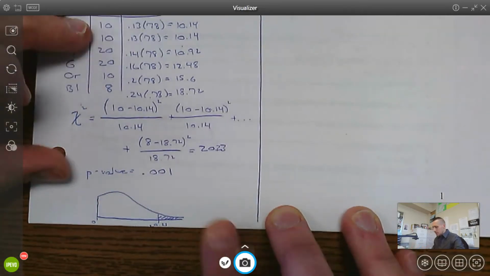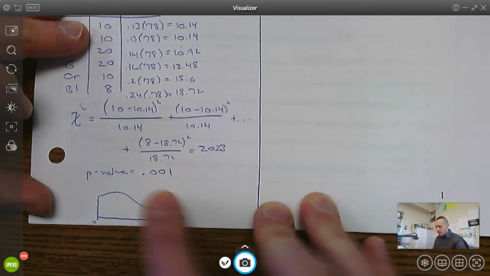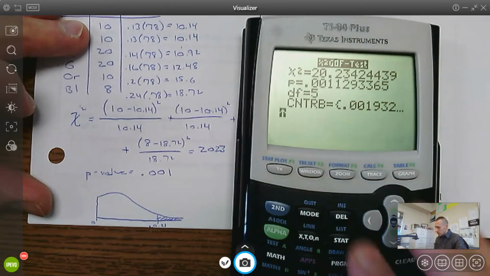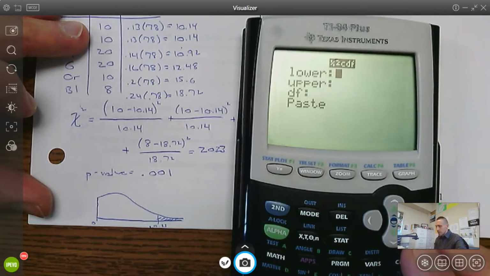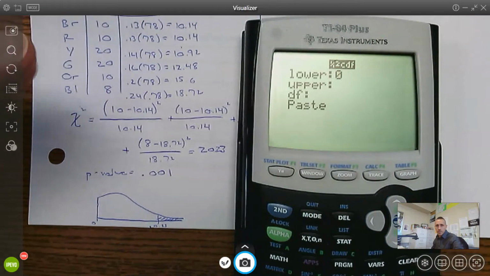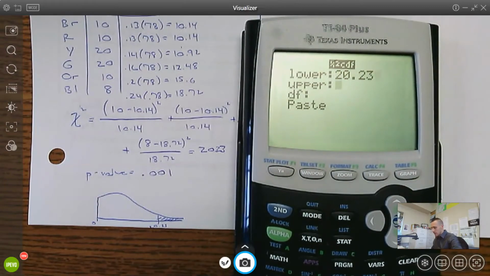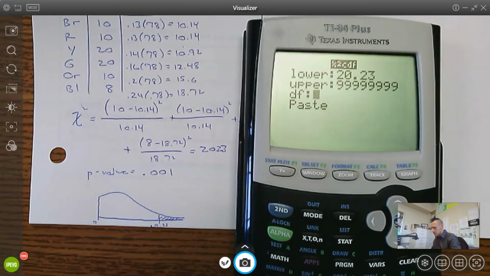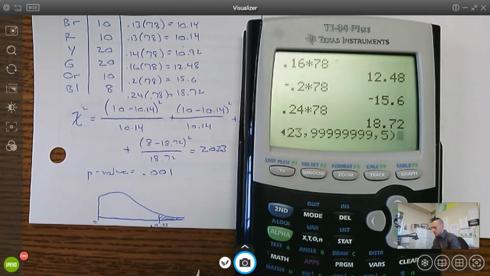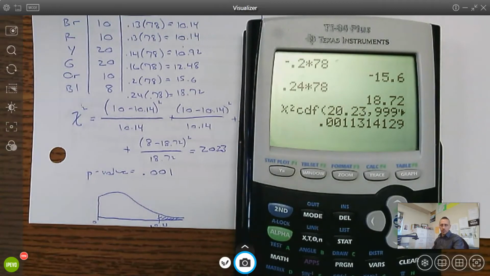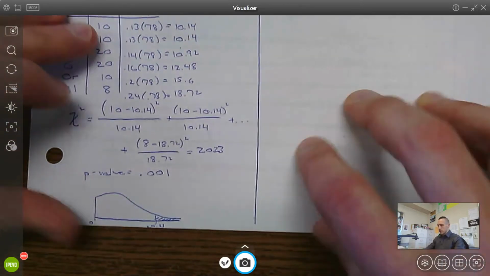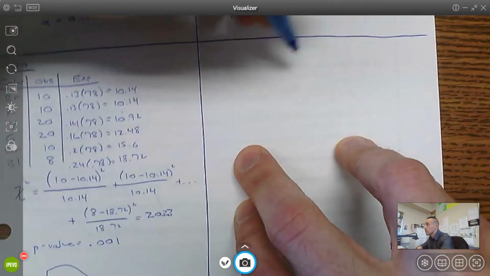Okay. If I didn't use the calculator to get the p-value, what I can do is go to second vars, go to chi-squared CDF. This will look just like TCDF. If I put in that lower value, my test statistic, upper value, some really large number with 5 degrees of freedom, that's how I could get my p-value by hand if need be. Okay, that's it for the do step. On to the conclude step.